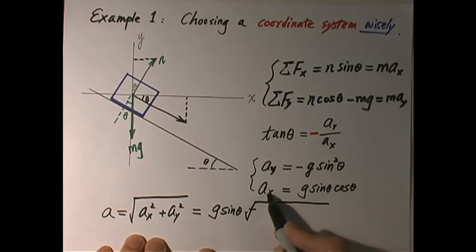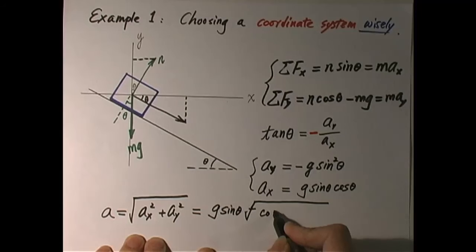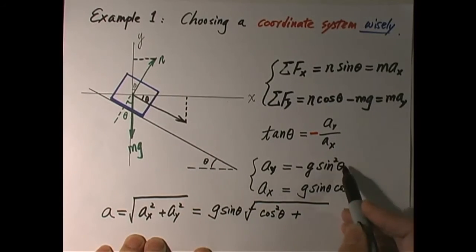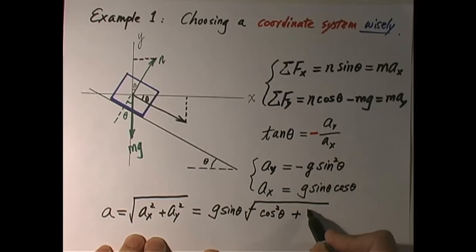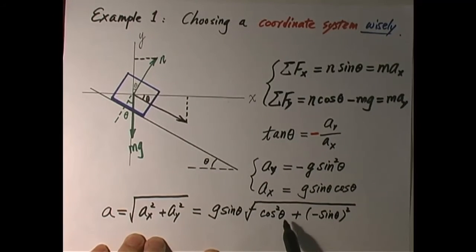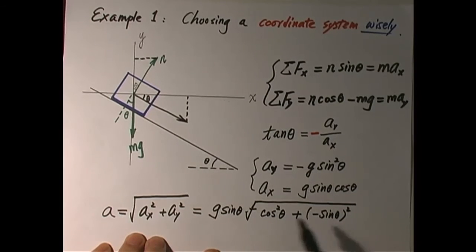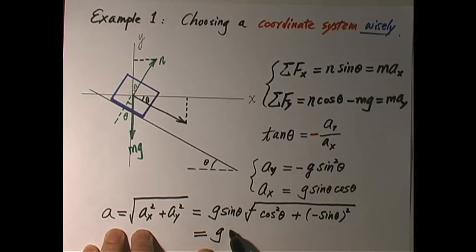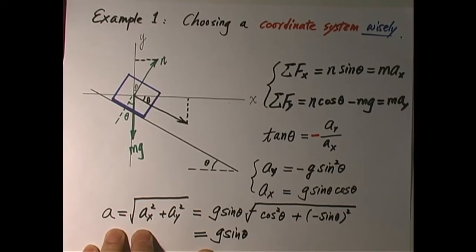Well, what's left for the ax term, there's a cosine theta that's still left, and you have to square it, so that's cosine theta squared, right? Plus, what's left in the ay? Well, there's an extra sine theta with a negative sign, so negative sine theta. You square it. Okay, so what's inside here? You have cosine theta squared and sine theta squared. That obviously adds up to 1. You take the square root, that is still equal to 1, so we finally have this very simple answer, g sine theta. Okay, there we go. That is our answer.